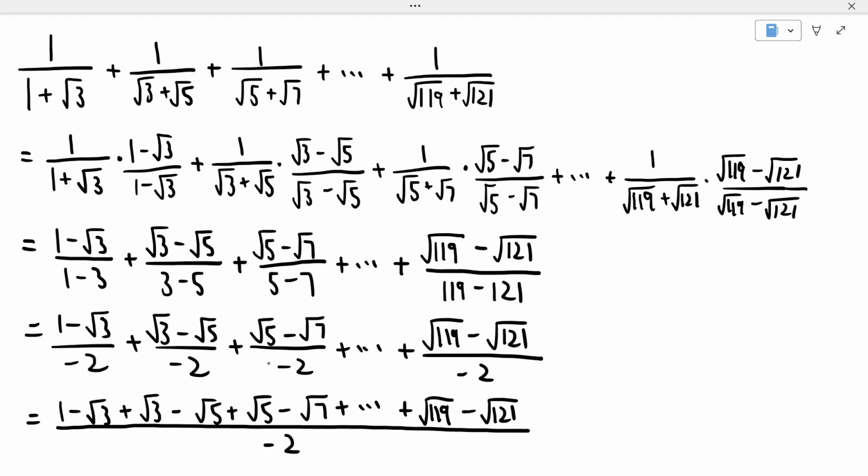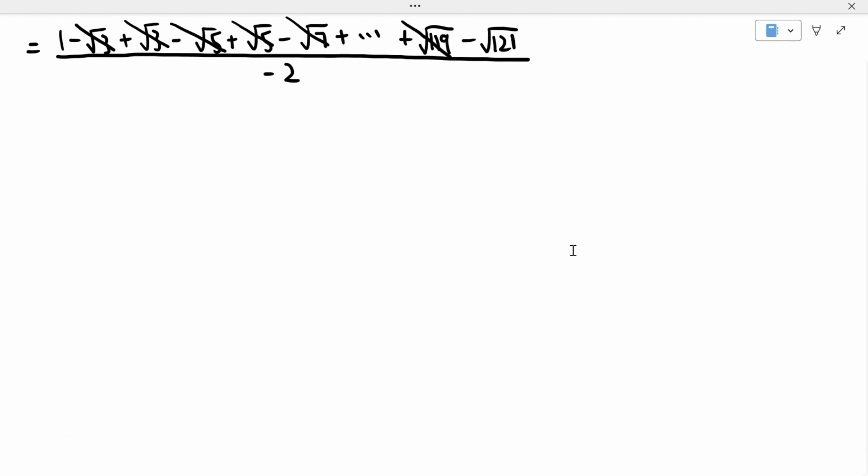So now a lot of terms cancel out. The minus square root of 3 cancels out with the plus square root of 3. The minus square root of 5 cancels out with the plus square root of 5, and so on, until the second last term, where the minus square root of 119 in the previous term would cancel out with the plus square root of 119. So now in the numerator, we're just left with two terms, 1 minus the square root of 121.